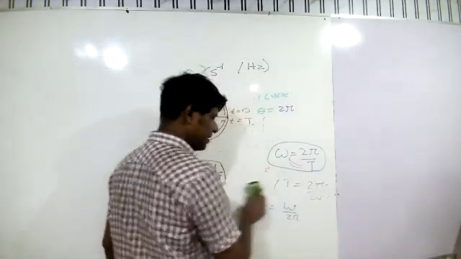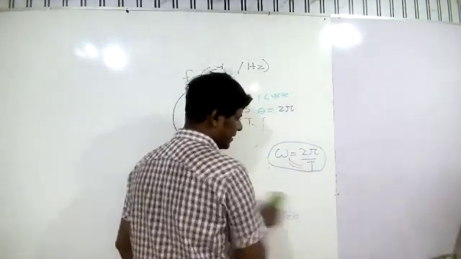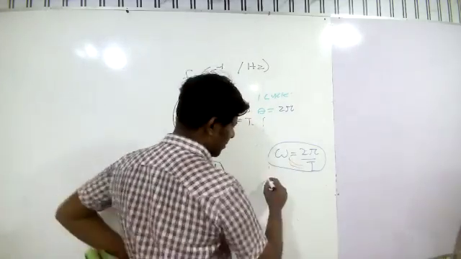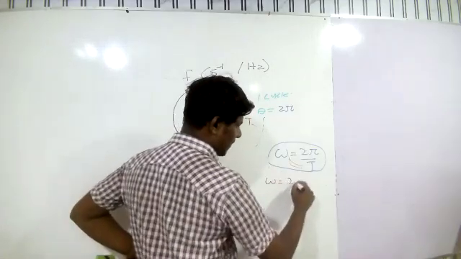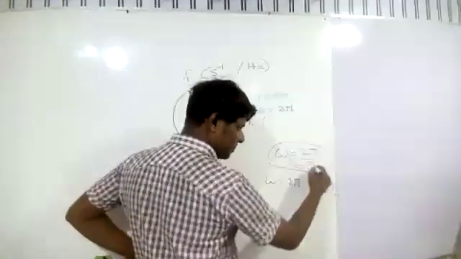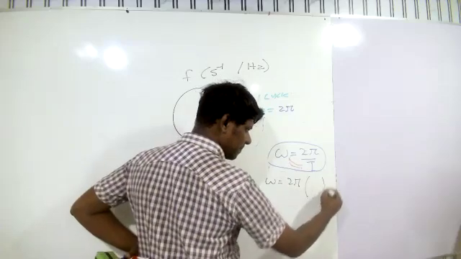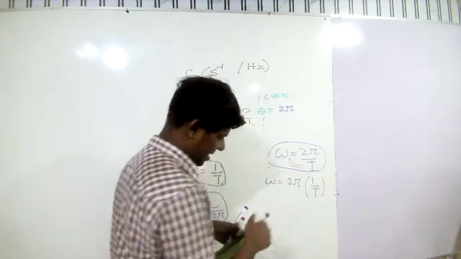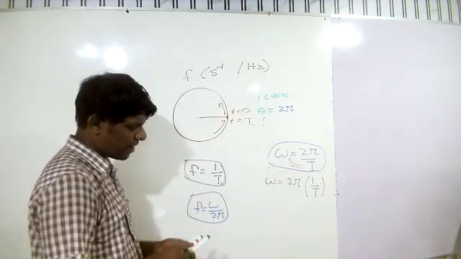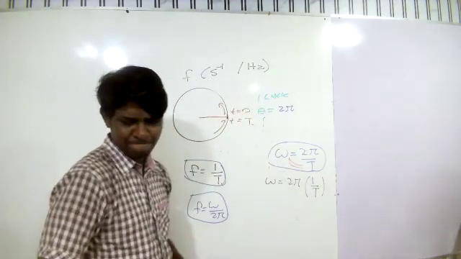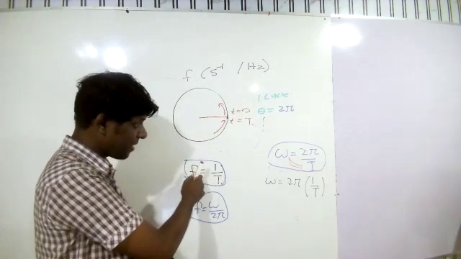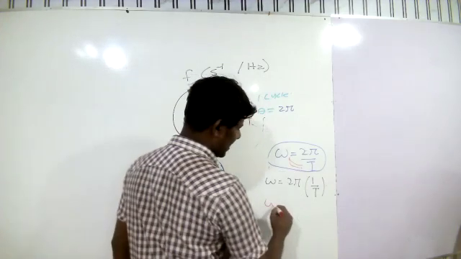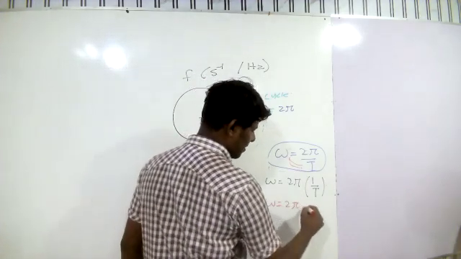I will change this equation. Omega equals 2 pi over T. I will shift this T to the other side: 1 over capital T. What is the meaning of 1 over capital T here? 1 over capital T means F. Omega equals 2 pi F.